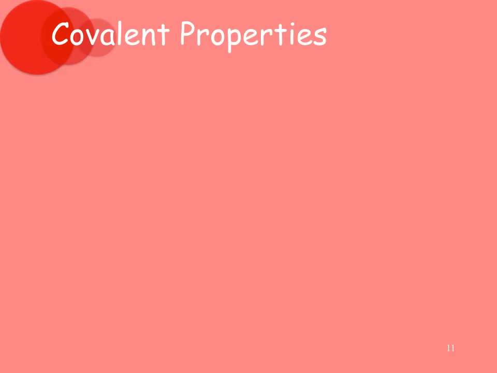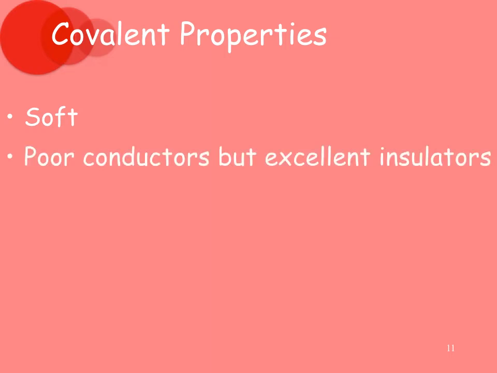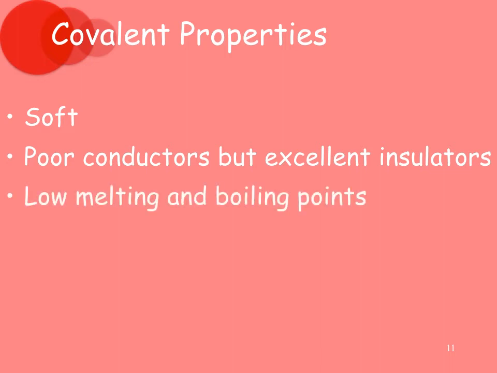Some of the properties that we have. Covalent substances are usually soft, like chalk, so think about that. They're usually poor conductors, which means they're great insulators. They have low melting and boiling points. So for an example, we have a lot of gases. Water has a low melting point and also a pretty low boiling point.